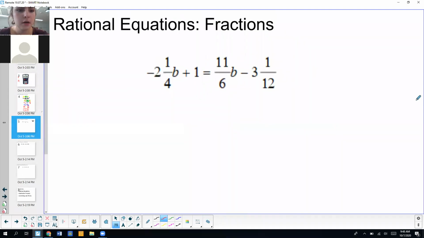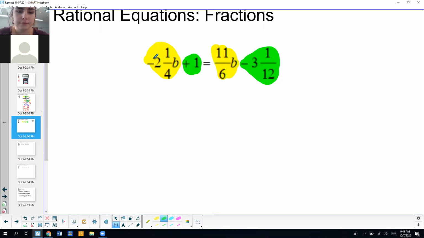So up here, we've got another problem, another one with fractions. We're gonna highlight our variable terms. Negative 2 and 1/4 B is a variable term. 11/6 B is also a variable term. And if I'm looking at my constants, I've got positive 1 and negative 3 and 1/12. So I've got 2 of each type of term. I'm gonna go ahead and draw my line down the middle.